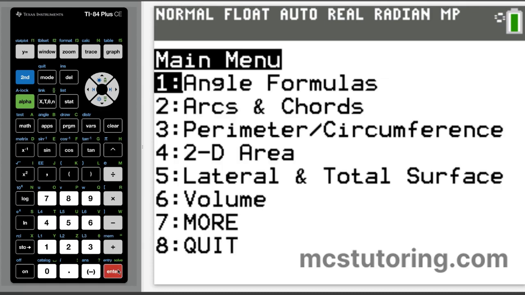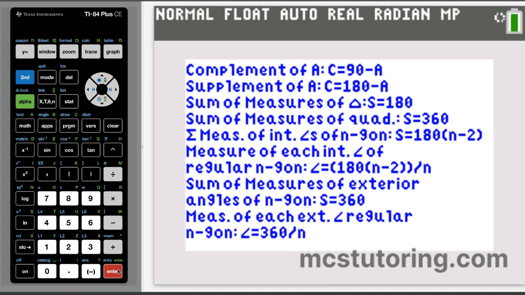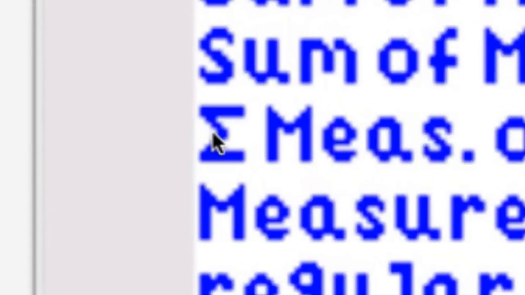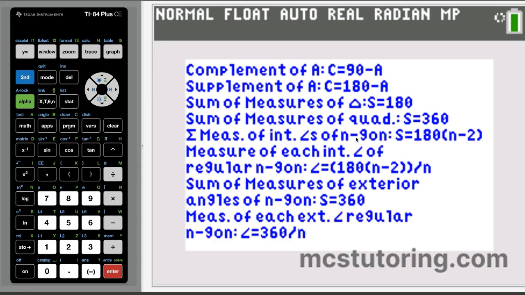So what we're going to do is walk through the angle formulas. A lot of people have trouble with complements versus supplements. Sum of measures of interior angles of a triangle is 180. Sum of measures of a quadrilateral. And then this sigma, this little Greek symbol that looks like an E. It's a sigma. So sum of measures of interior angles of an n-gon is 180 times n minus 2. So just so you know, that sigma is sum formula.